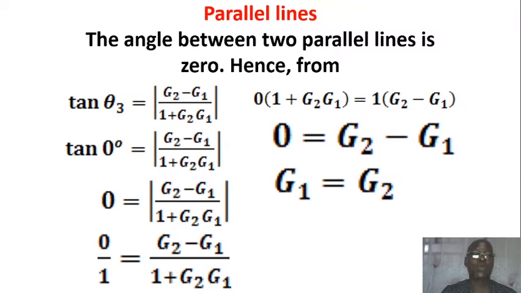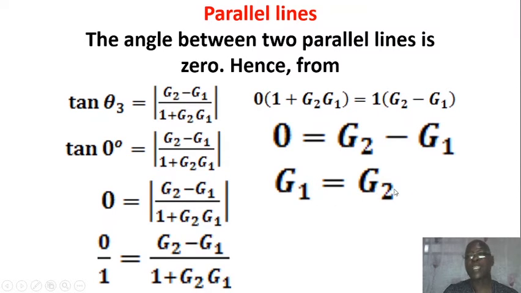If that is true, what do we do? 0 is equal to 0 over 1, equate it to (g2 minus g1) over (1 plus g2 g1), and make a relationship between g2 and g1. By cross multiplication, you get this. And after opening the bracket, remember 0 multiplying anything is equal to 0, but 1 multiplying anything is equal to itself. At the end, we conclude that when two lines are parallel to each other, their gradients are equal.